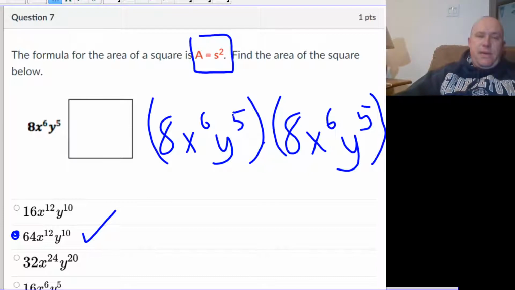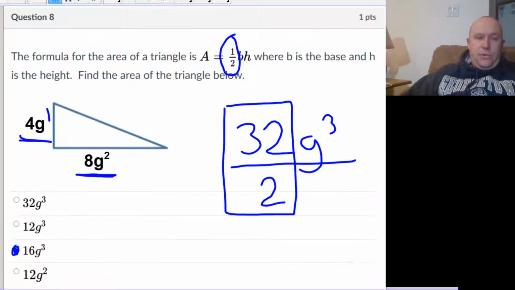So you could easily be given the question for 7 as the formula for the area of a square with side length 8x to the 6, y to the 5. If the formula is A equals s squared, find the area. So it might be one way you just need to draw a little picture to help you.